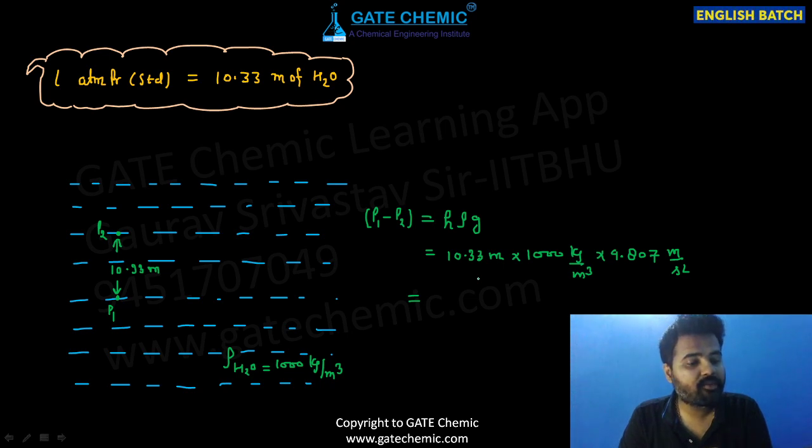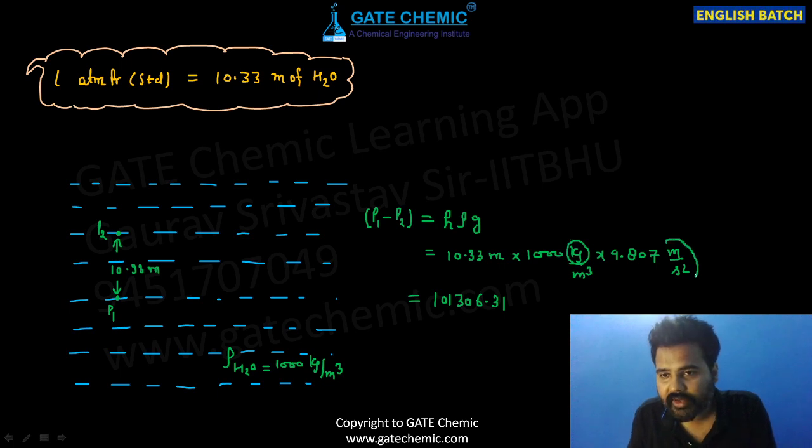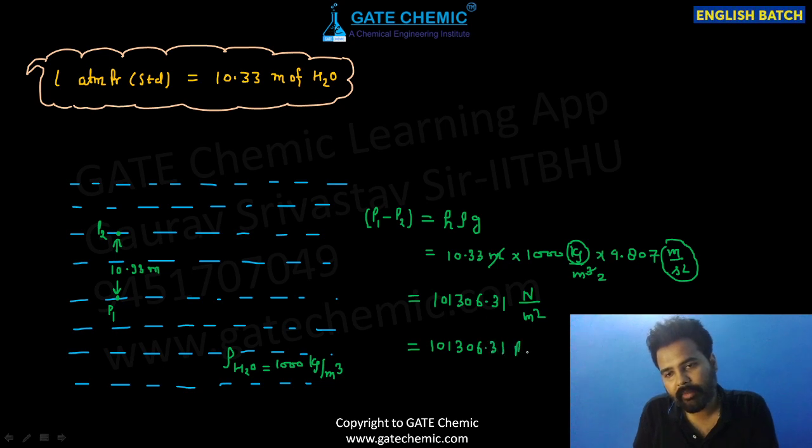1000 times 9.807, it will come 101306.31. See here, kilogram meter per second square, I can write it as Newton. And meter, so now it's meter square. So it's Newton per meter square, or you can write it as 101306.31 Pascal.